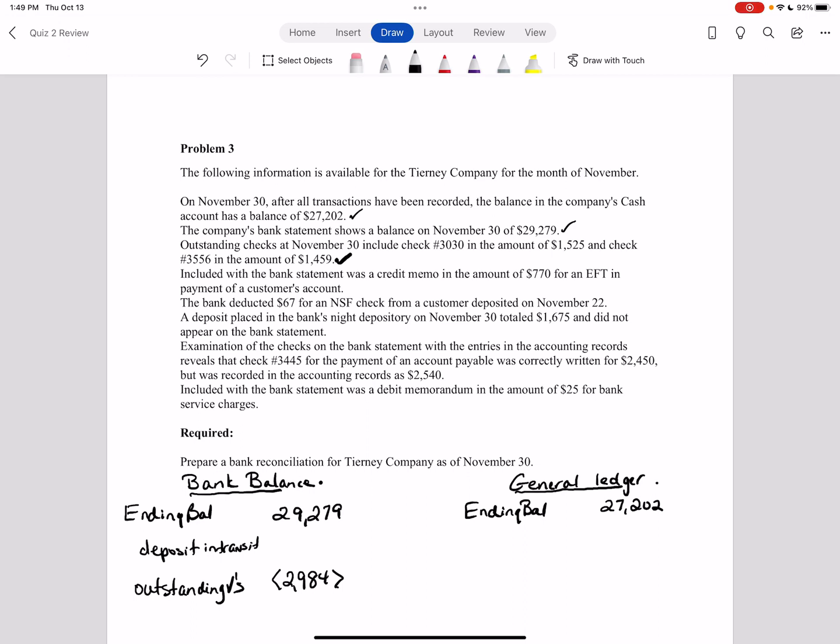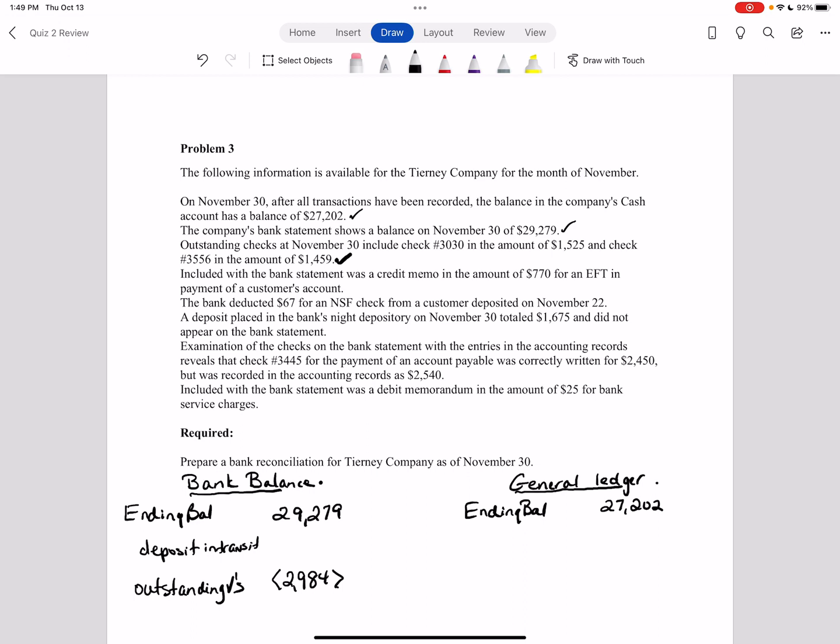Next, it says, included with the bank statement was a credit memo in the amount of $770 for an electronic funds transfer in the payment of a customer's account. Now, you might not be familiar with some of those terms. What that is saying is that you had a $770 deposit coming in from a customer via electronic funds transfer. Any problem I would give you would be a little more clear, but I want you to know this terminology for the final exam.